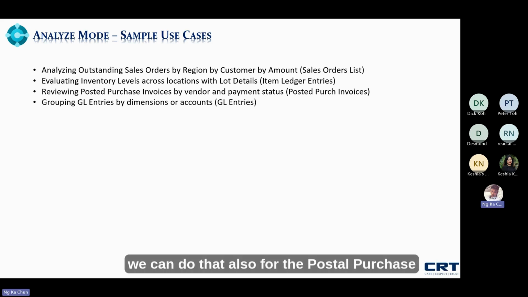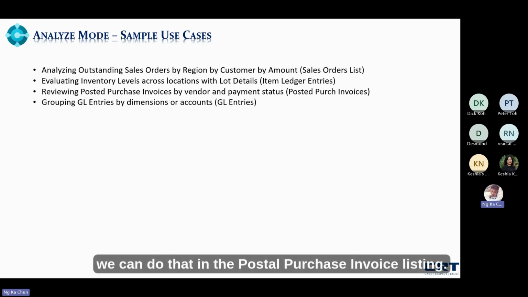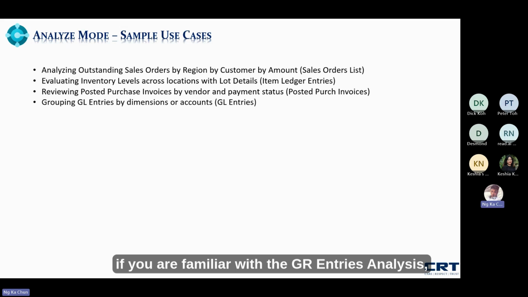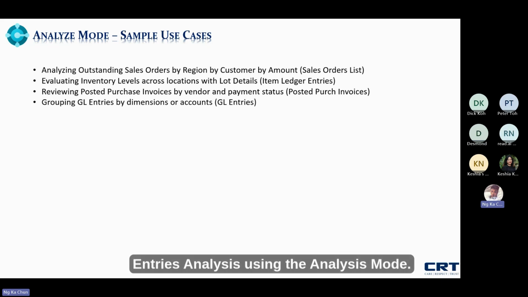We can do the same for the posted purchase invoice. If you want to view all your outstanding posted purchase invoices, the AP outstanding by vendor, and also the payment status, we can do that in the posted purchase invoice listing. Of course, if you are familiar with GL entries analysis and want to view your sales by cost center or by department, you can do so directly using analysis mode. There are more sample use cases that you can explore after you're familiar with analysis mode inside Business Central.